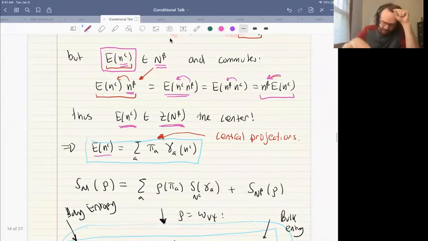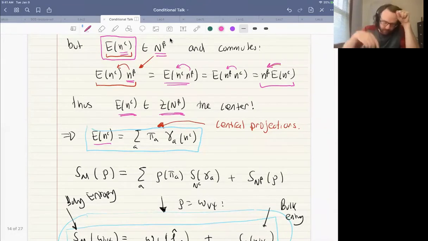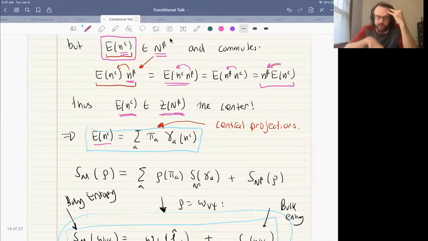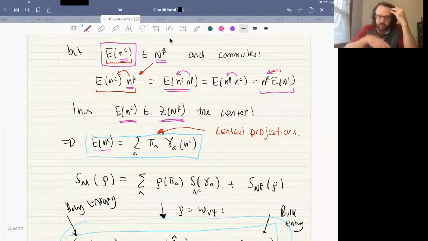Okay, so what am I saying? E applied to the relative commutant is something in the center. So if there was a non-trivial center, it might be a factor, in which case the center is just the identity, but there can be a non-trivial center. Then we can decompose E as a sum over projectors onto the center times some numbers. But these numbers depend on what we put in, the operator N^C in the relative commutant. And in fact, you can show that those numbers are really a state.